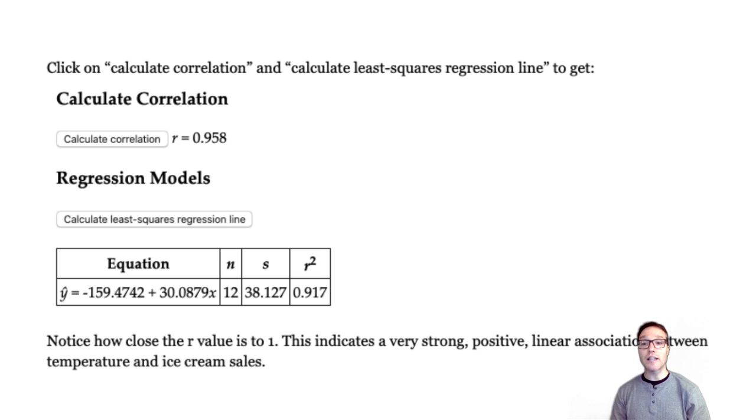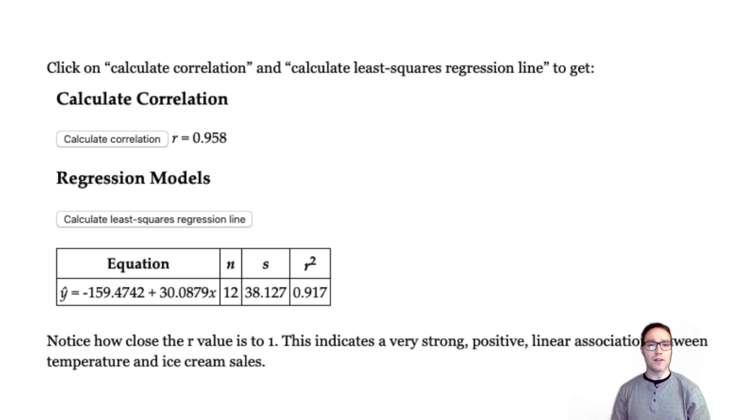Click on Calculate Correlation and calculate least squares regression line, and we get R equals 0.958. That is strong. And here's our equation. Y equals -159.4742 plus 30.0879 times x. The equation here is in the form y equals a plus bx, where the intercept is a and the slope is b.